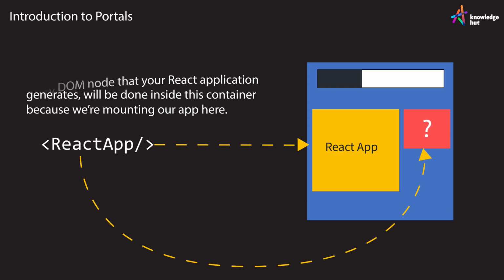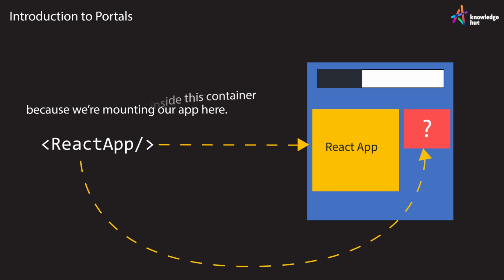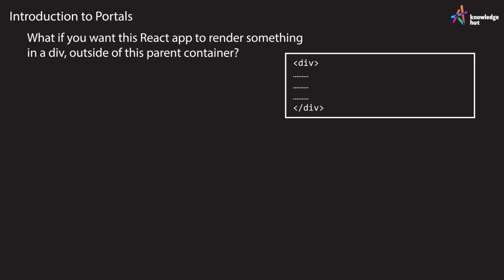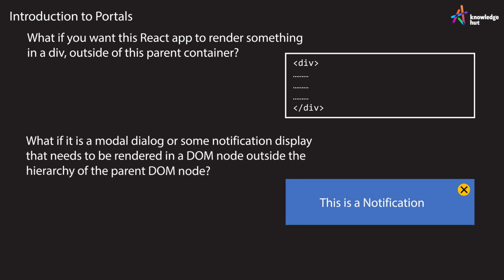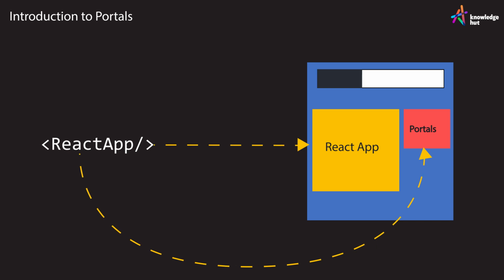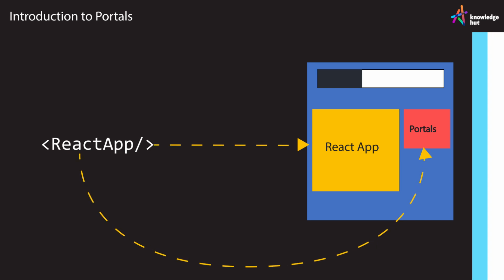Now, what if you want this React app to render something in a div outside of this parent container? What if it is a modal dialog or some notification display that needs to be rendered in a DOM node outside the hierarchy of the parent DOM node? This is where portals come into the picture. Let's see portals in action to understand how they work.